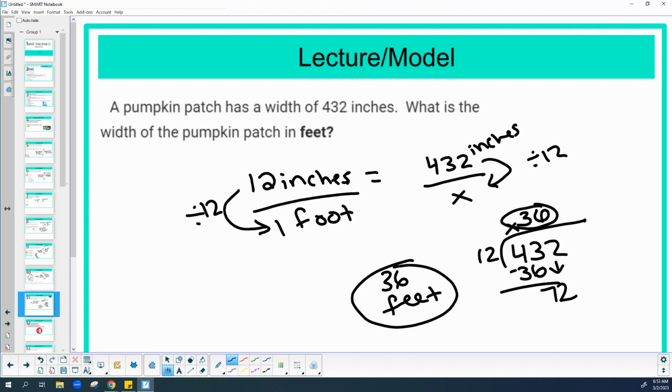All right, that does it for our ratio and rates section of the study guide. We are going to stop here.